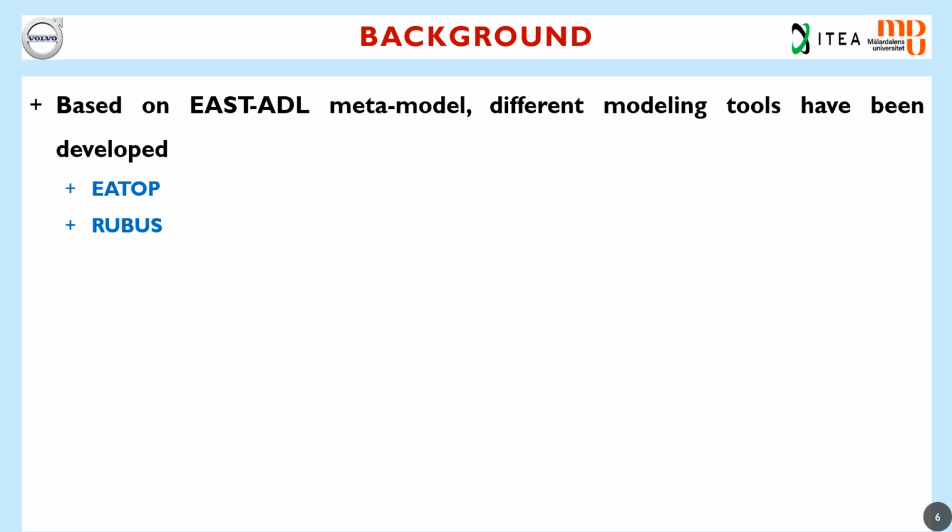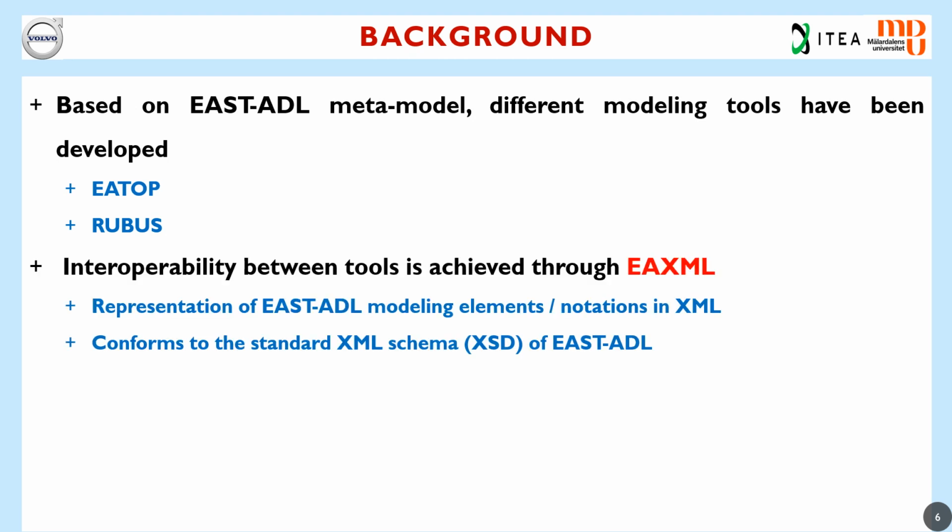Based on the eSTDL meta model, different modeling tools have been developed, for example EATOP, Robust, and so on. Interoperability between tools is achieved through the eXML format. Basically, it is the representation of eSTDL modeling elements in XML, and it conforms to the standard XML schema of eSTDL.